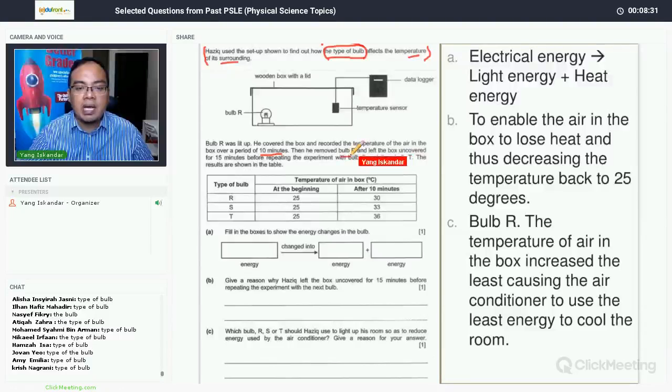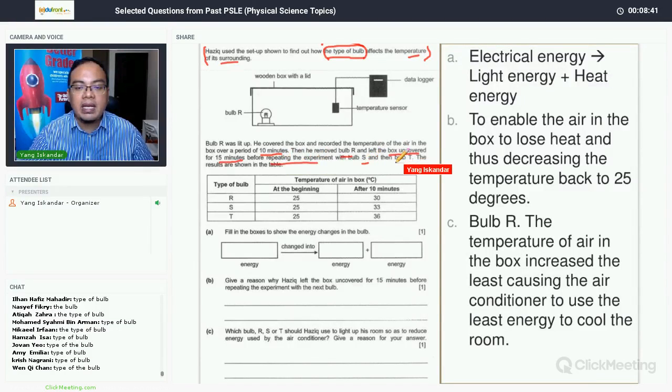Then he removed bulb R. So now he's changed the bulb. He changed the bulb and left the box uncovered for 15 minutes, before repeating the experiment with bulb S and bulb T. The results are shown below.